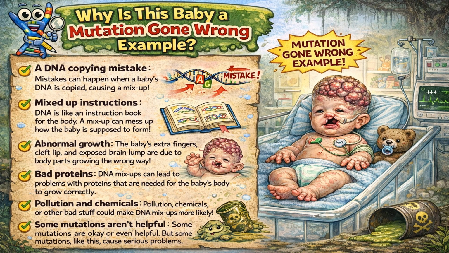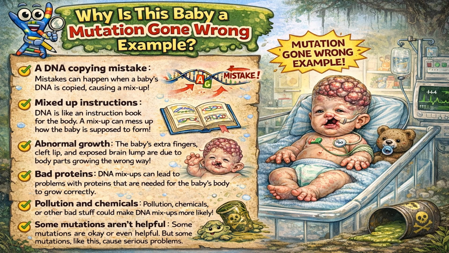Why is this baby a mutation gone wrong? Here is an example. A DNA copying mistake. Mistakes can happen when a baby's DNA is copied, causing a mix-up. Mixed up instructions. DNA is like an instruction book for the body. A mix-up can mess up how the baby is supposed to form. Abnormal growth. The baby's extra fingers, cleft lip, and exposed brain lump are due to body parts growing the wrong way.